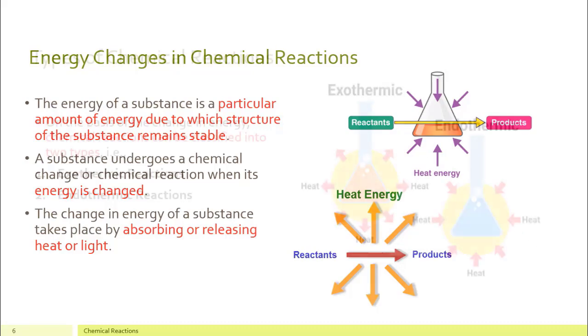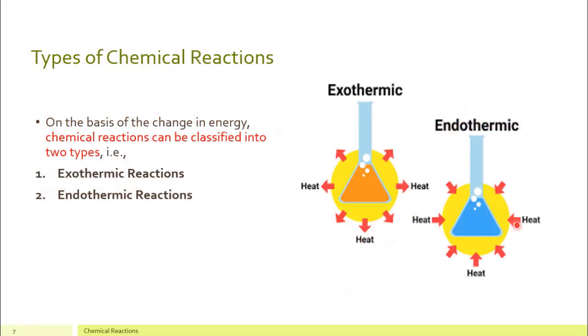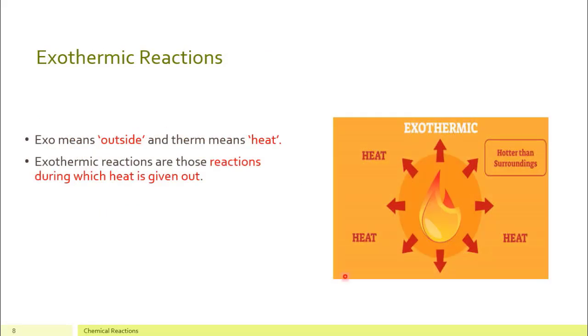Now we are going to discuss the types of chemical reaction on the basis of energy changes. On the basis of the change in energy, chemical reactions can be classified into two types. That is, number one, exothermic reactions, and number two, endothermic reactions. In this picture, you can clearly see that in exothermic reactions, heat is released, whereas in endothermic reaction, heat energy is absorbed. First of all, we are going to discuss about exothermic reactions.